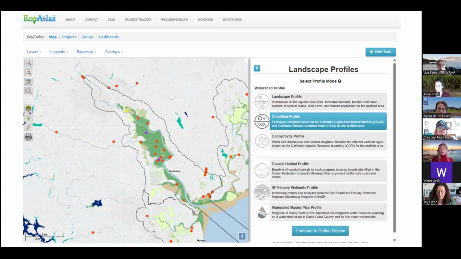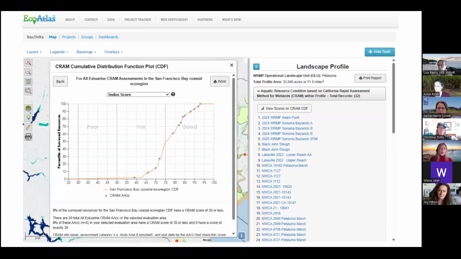On the next slide, there is also a condition profile that summarizes ecological condition based on the California Rapid Assessment Method. And these different assessments are shown on the map in red. So this was that level 2 that Lisa spoke about earlier. And on the next slide, the CRAM assessments then are plotted on a cumulative distribution function plot to really get this overall assessment of the ambient condition for a selected area, and then also to be able to view condition of an individual project assessment, which are shown in the gray diamonds on this plot.